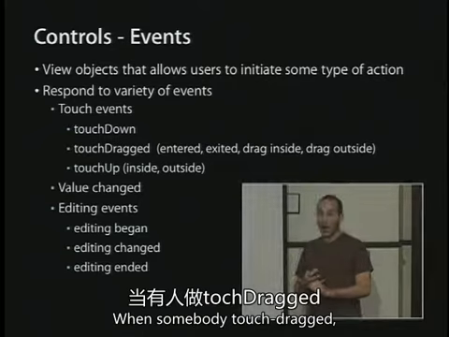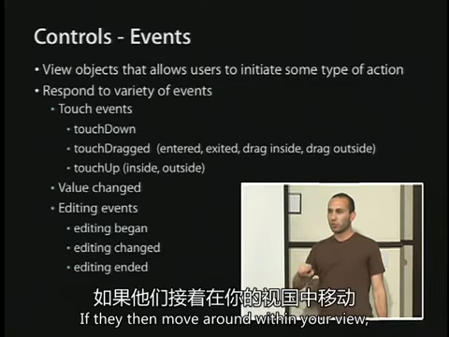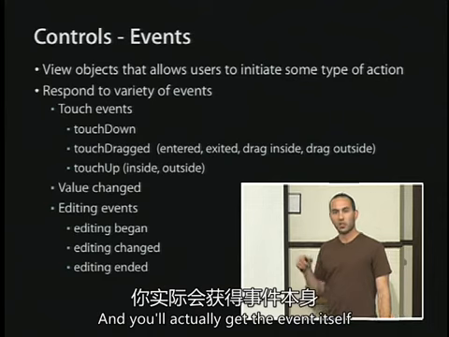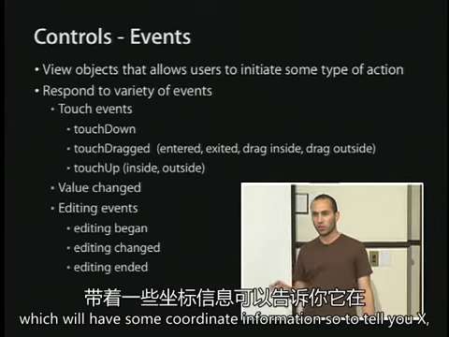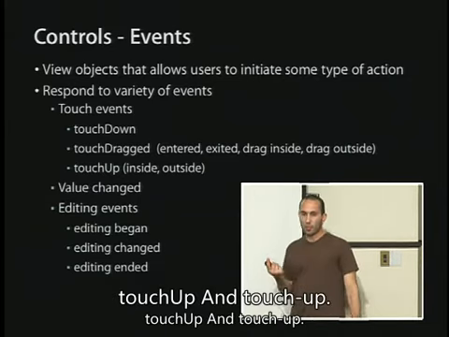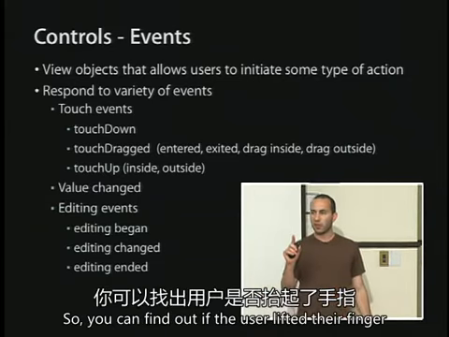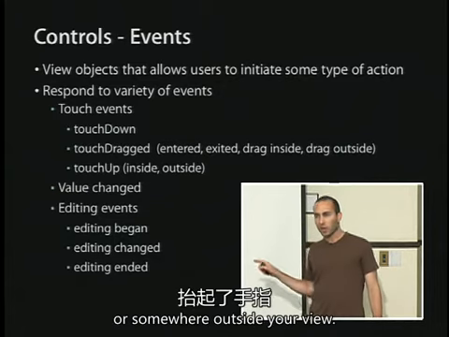When somebody touch dragged, so if somebody puts their finger down, they get a touch down. If they then move around within your view, you'll get a touch dragged event. And you'll actually get the event itself, which will have some coordinate information, to tell you X, Y, where it was in your view. And touch up. So you can find out if the user lifted their finger and whether they lifted their finger inside your view or somewhere outside your view.